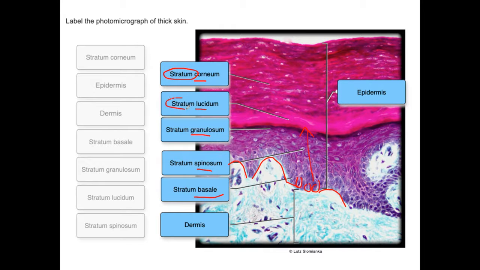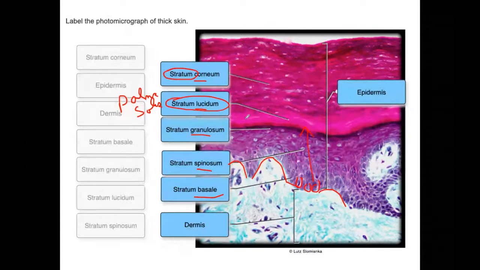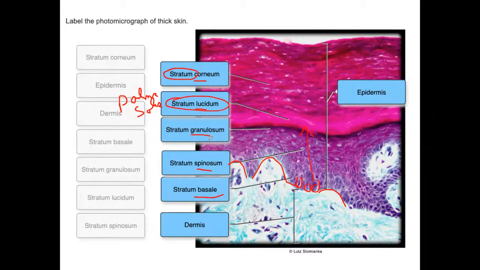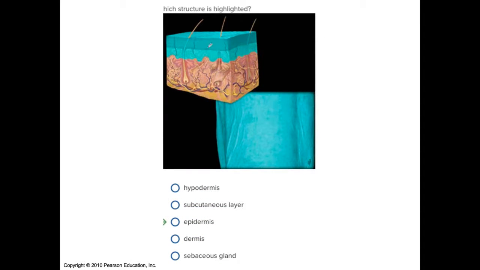The only place we're going to have the stratum lucidum is where you have thicker skin. So the palms and the soles of the feet. Those are the only two places that you're going to have this layer. If it's not the palms or the soles, then you're not going to have the stratum lucidum. It just skips that layer and you go from corneum to granulosum. But the hands and the soles of the feet are going to have that lucid layer, that additional layer of protection.